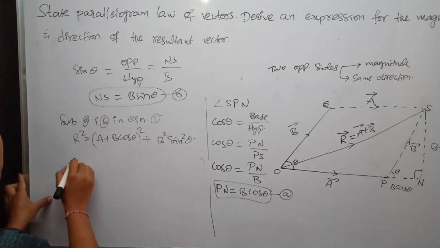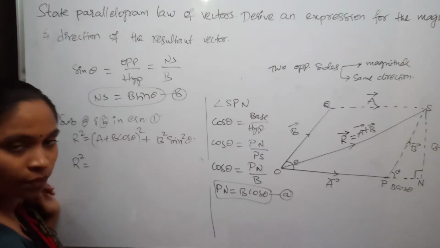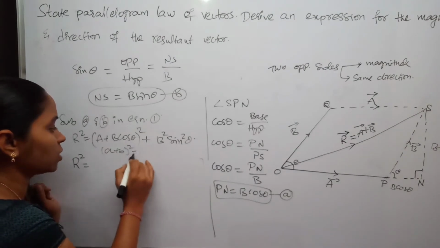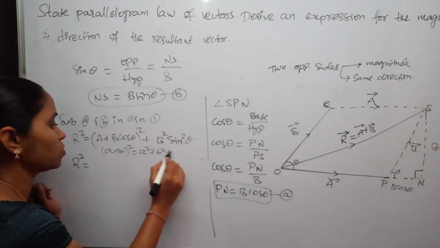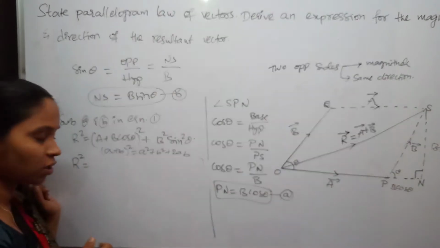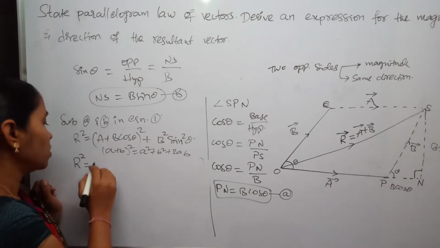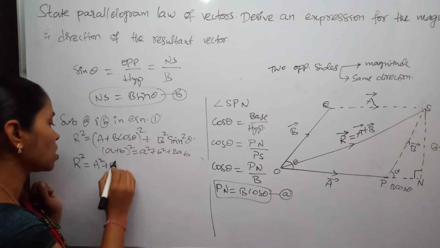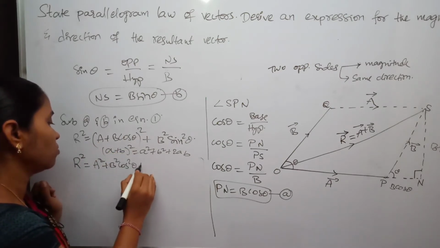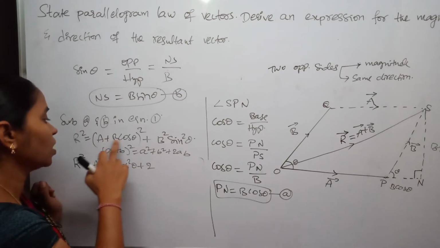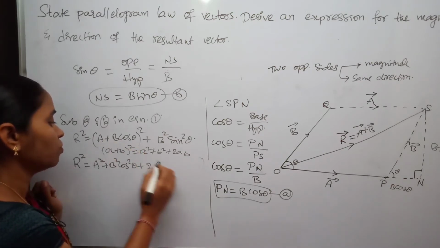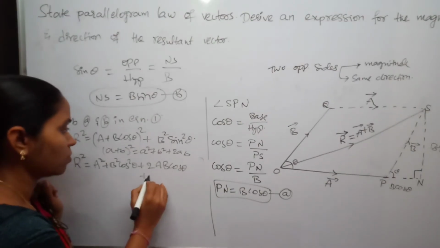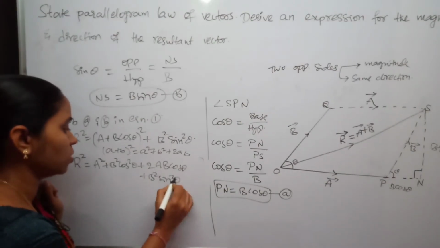Now the resultant vector R square is in the form of (A plus B) whole square. What is (A plus B) whole square? A square plus B square plus 2AB, right? So we have R square is equal to A square plus B square cos square theta plus 2 into A into B cos theta, plus B square sin square theta.